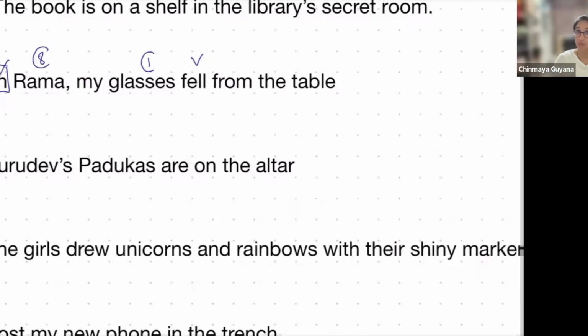Okay? I'm going slowly through this because if you get this, Sanskrit is extremely easy. And if you don't get this, Sanskrit is extremely difficult. Okay? My. Everyone should know by now what is my. The case for my. My is a pronoun, and in this context, it is in 6th. Fell from the table. So the next noun is table. From the table, table will be 5th case.